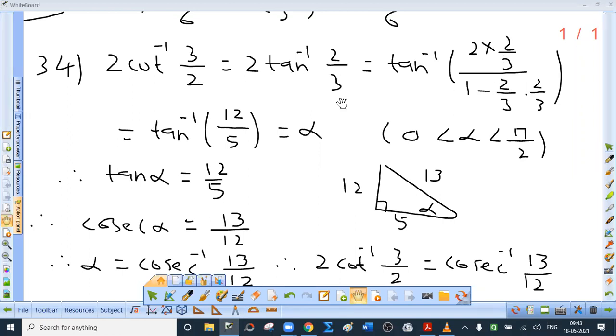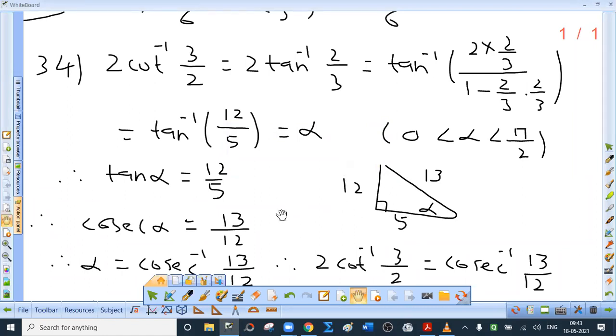Tan inverse 2 times tan inverse 2 by 3 is tan inverse 2 by 3 plus tan inverse 2 by 3. And then apply tan inverse P plus tan inverse Q formula. So this is now tan inverse 12 by 5. Let it be alpha. So tan alpha is 12 by 5. Now construct the triangle. This is the simplest method. Tan is opposite upon adjacent. So that gives hypotenuse as 13.